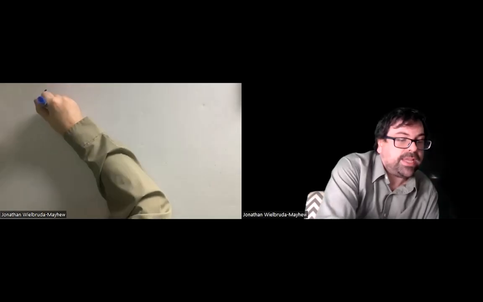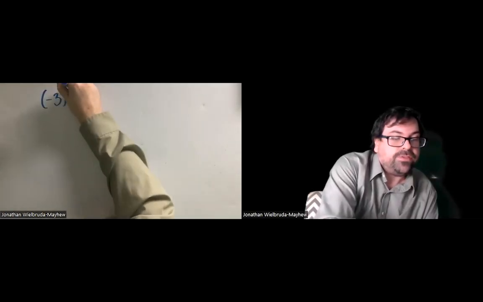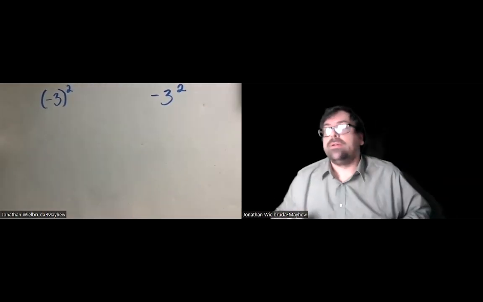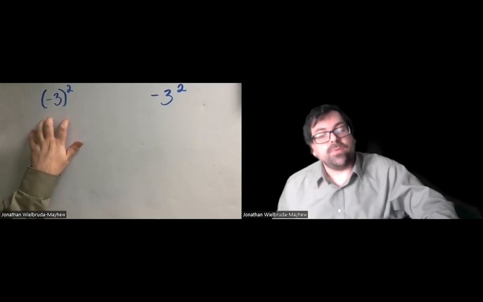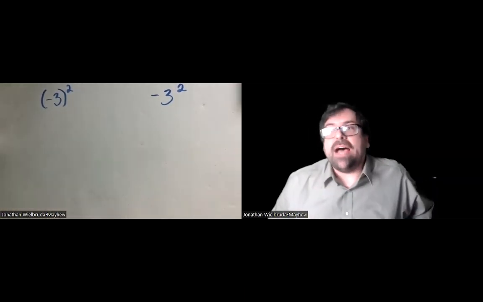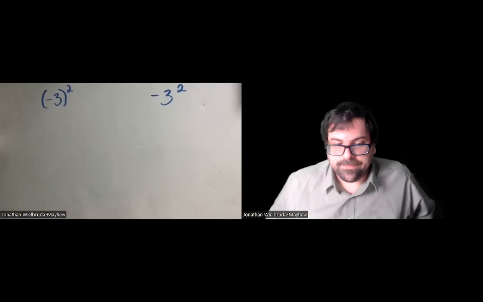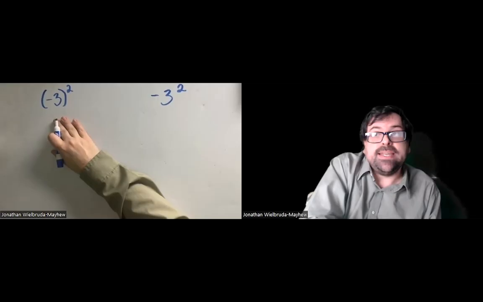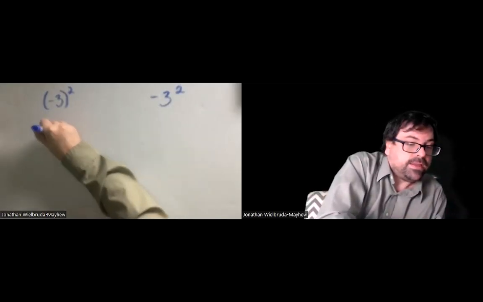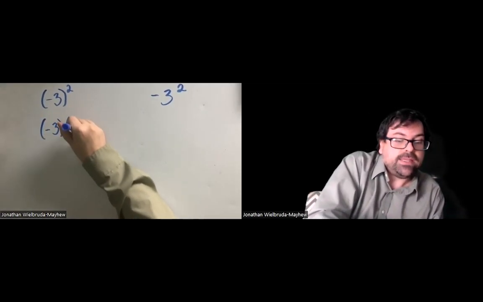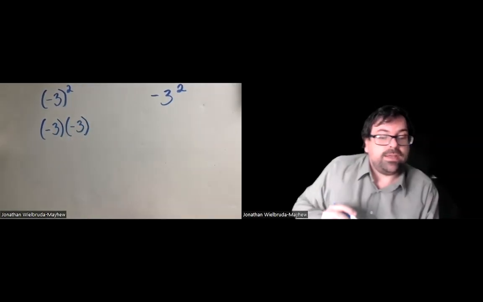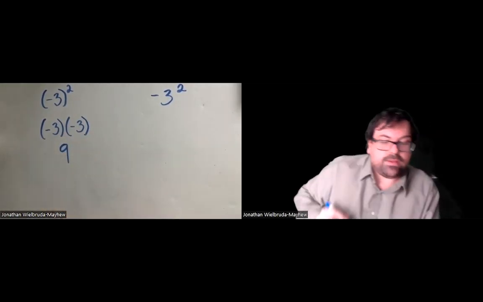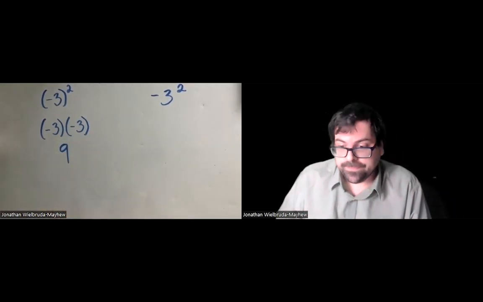This time, let's take a look at (-3) squared and -3 squared. One with parentheses around the -3, one without parentheses. (-3) in parentheses means the -3 is the base. That's -3 times -3. Negative times negative is positive. We get +9.